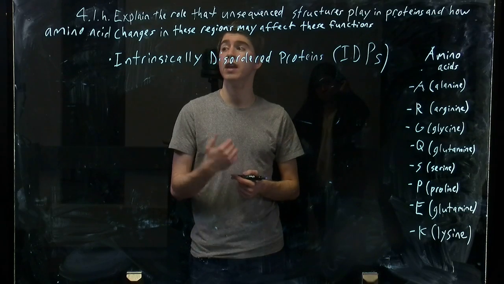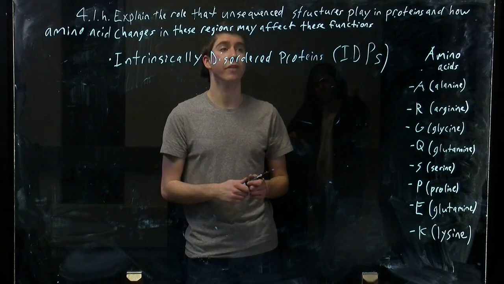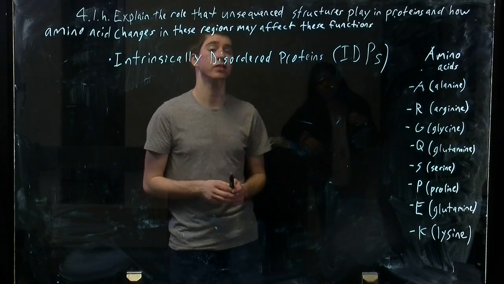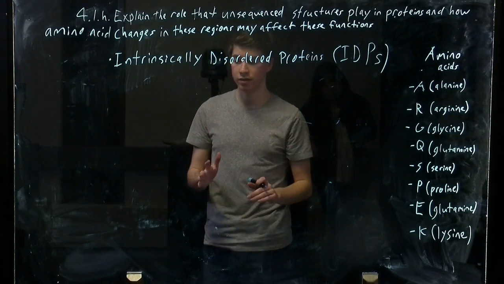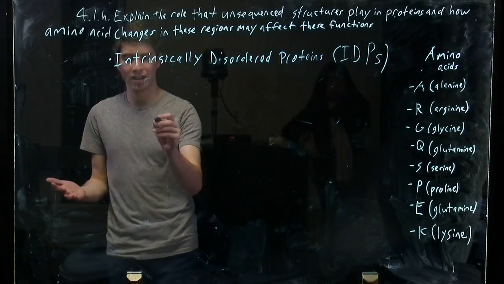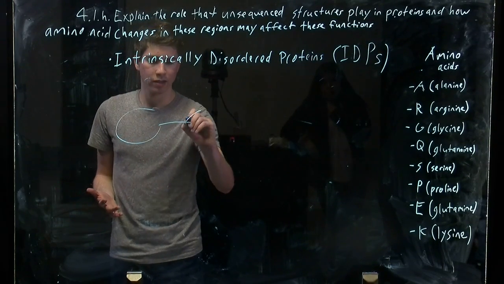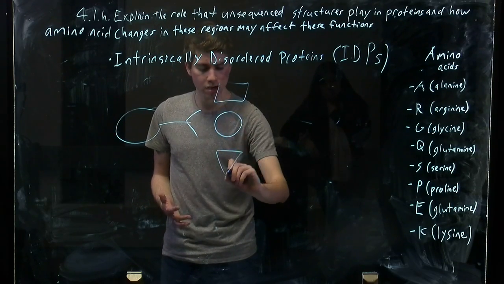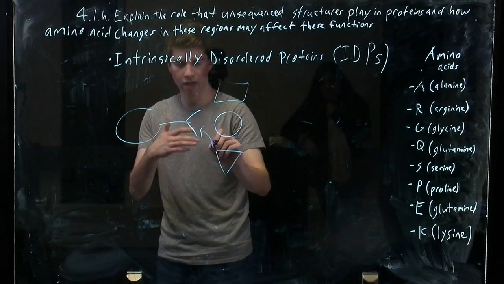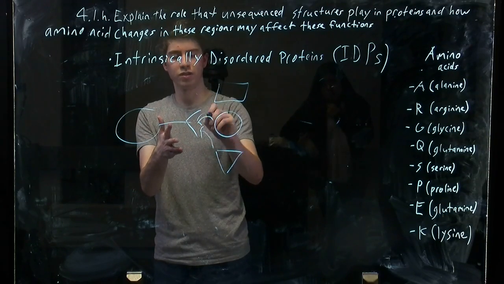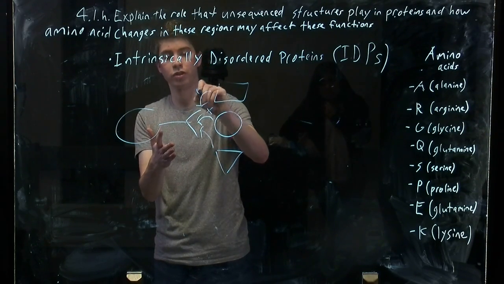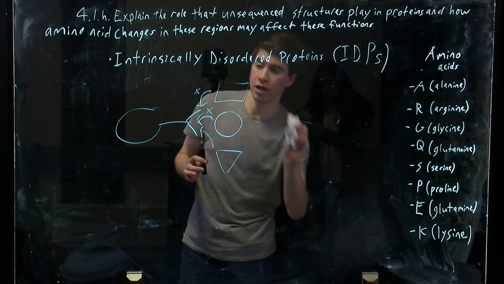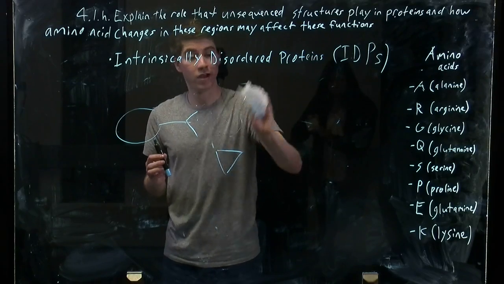Sequences play in proteins and how amino acid changes in these regions may affect these proteins. So, interestingly, disordered proteins, or IDPs, are these unsequenced structures. If you know how the classic lock and key model works, we have these structured proteins, and this one will fit in because it has the structure to fit in, but these ones can't because they're not the correct structure. Now, unsequenced structures do not have this rigid shape and can instead fit where they please.